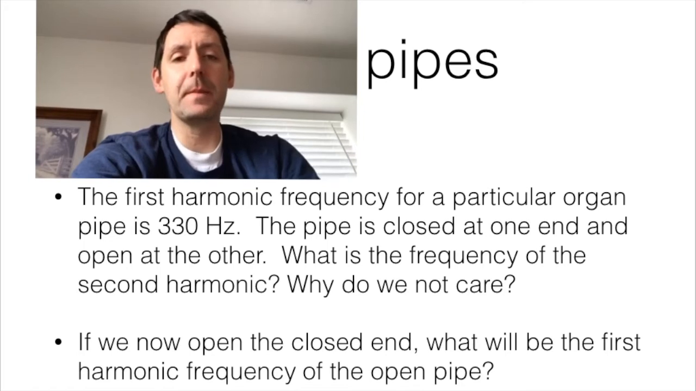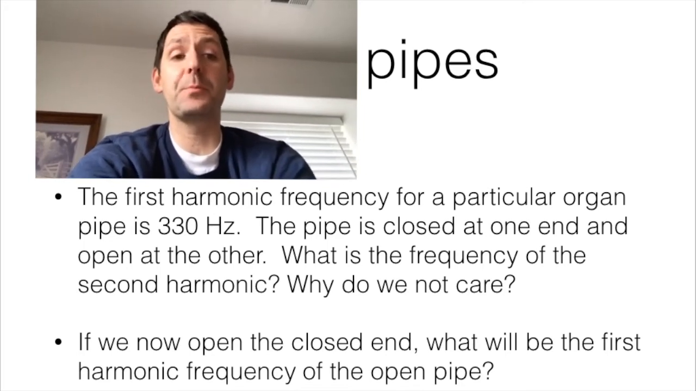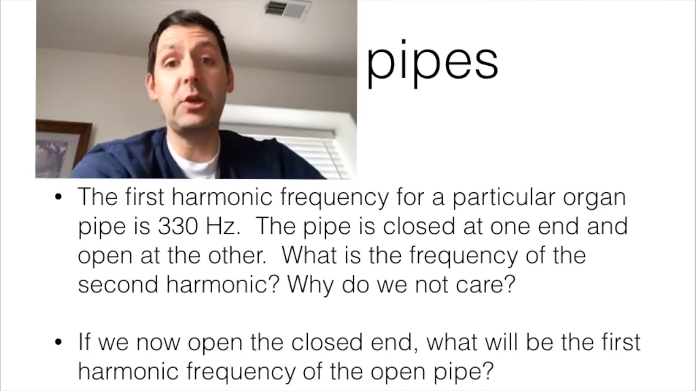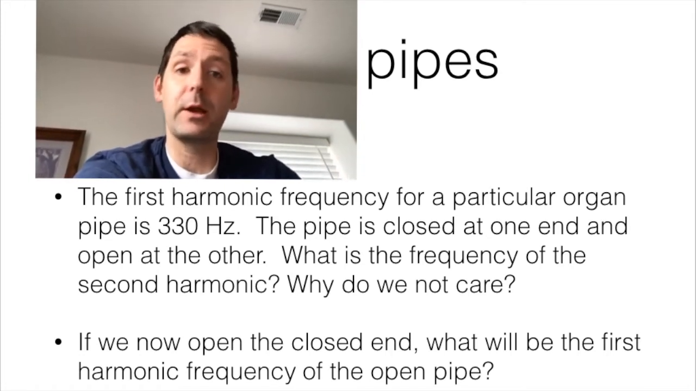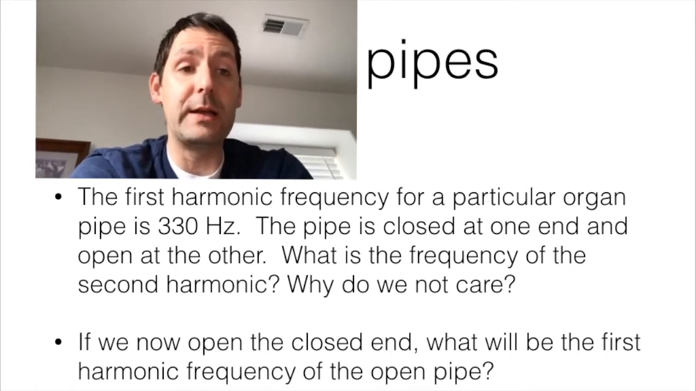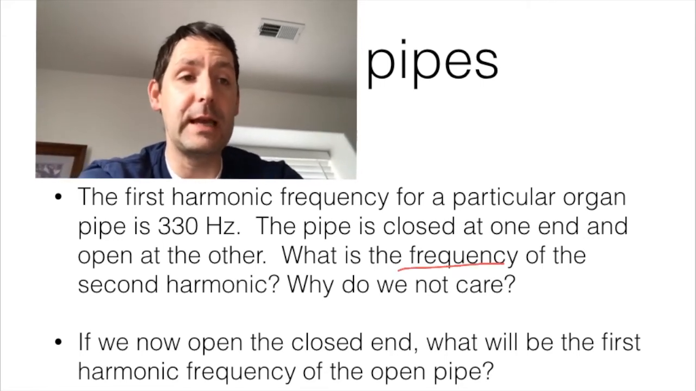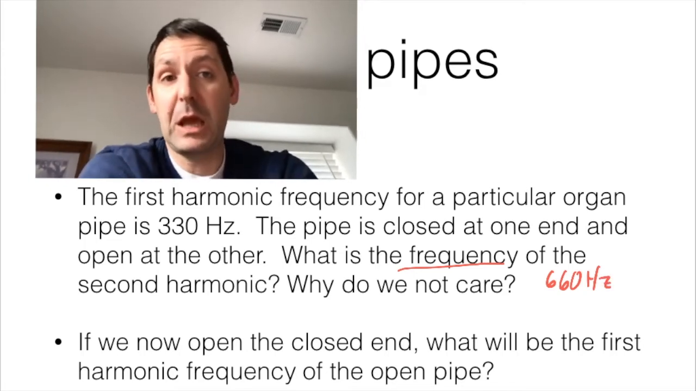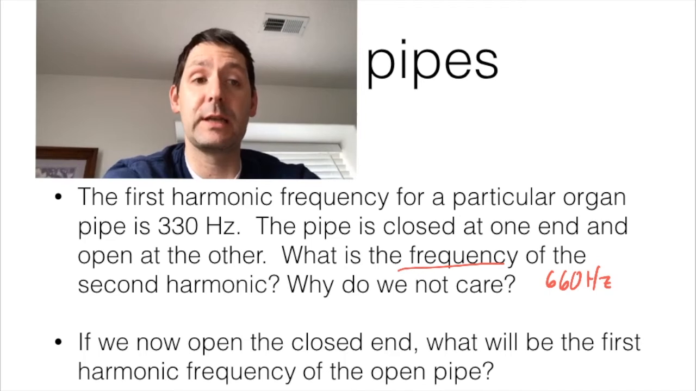Okay, very good. So first of all, the first question is pretty easy. What is the frequency of the second harmonic? Well, in order to get the second harmonic, you just need to double the first harmonic, right? You double the first harmonic, that's the answer. So the answer to what is the frequency? Well, the frequency is 660 hertz. Okay, that's easy enough. 660 hertz will be the frequency of our second harmonic.